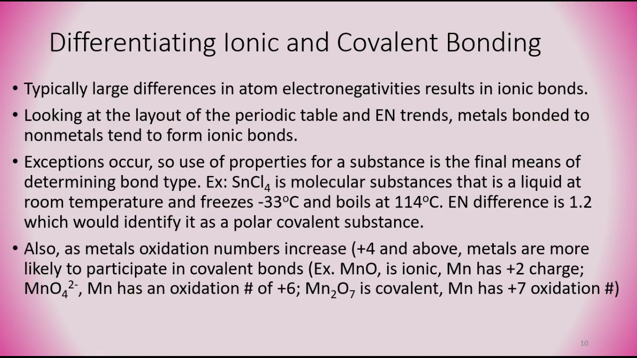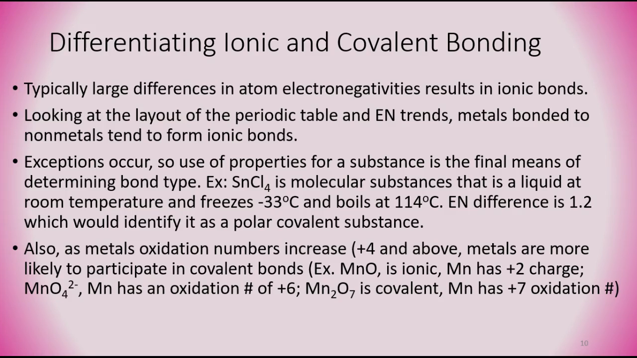Another very important little tidbit to have in your back pocket is that when metals' oxidation numbers increase, like +4 and above, that's when we start to see metals participating in covalent bonds. For example, when I look at this manganese(II) oxide, that exhibits characteristics of an ionic compound. In that case, it would have a +2 charge. We find, especially with these transition metals that can lose a whole bunch of electrons, more than just 2 or 3, that it is actually pretty hard to give up more than 2 or 3 electrons.